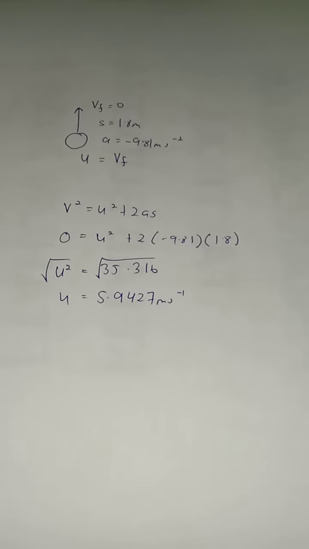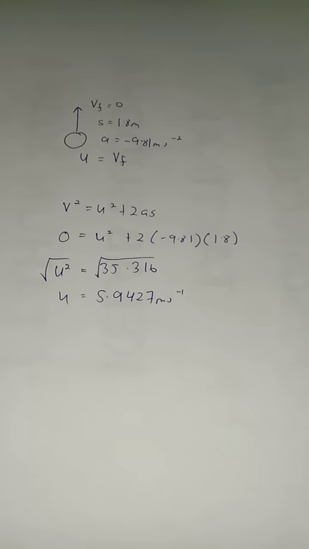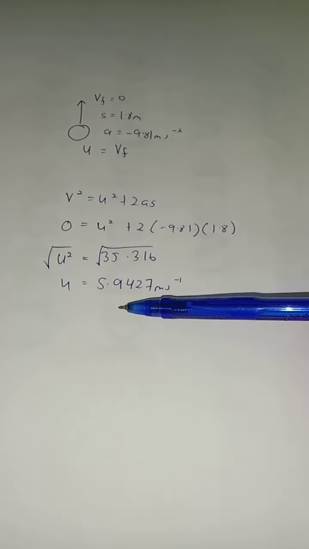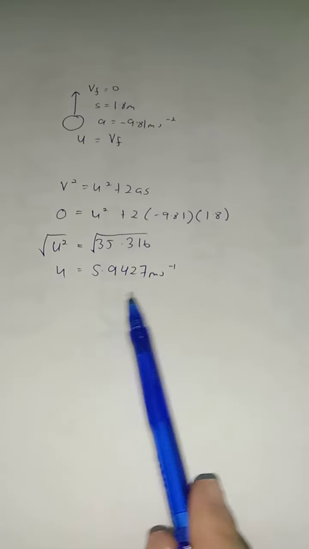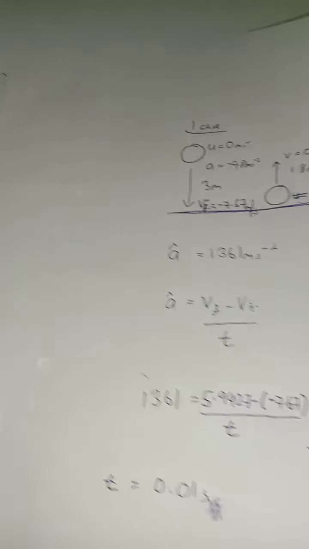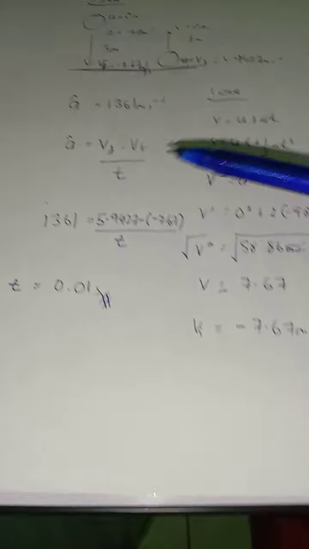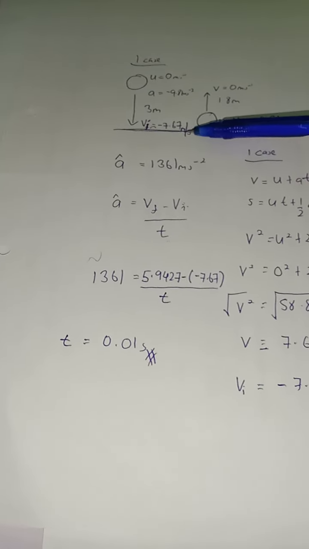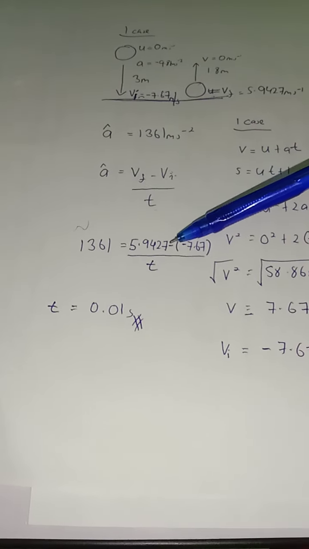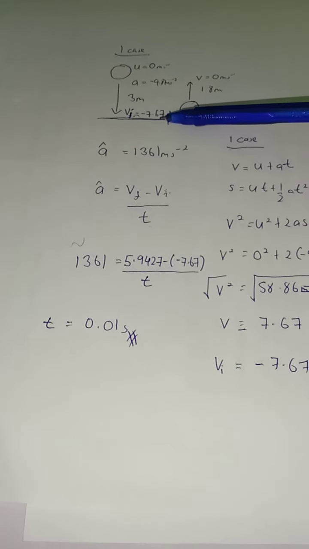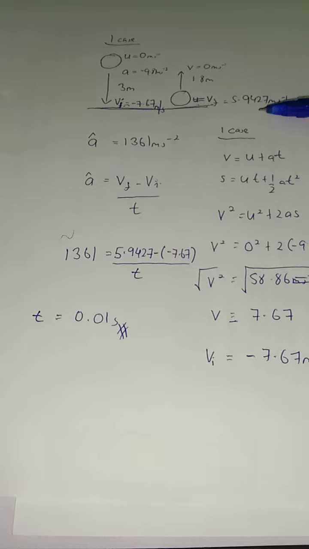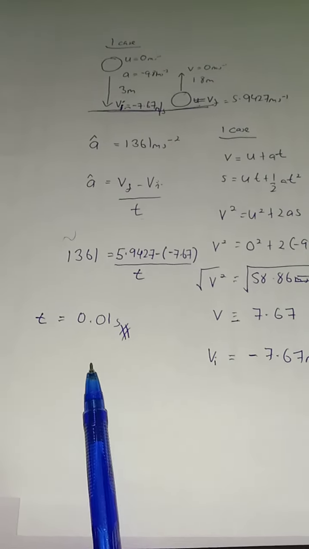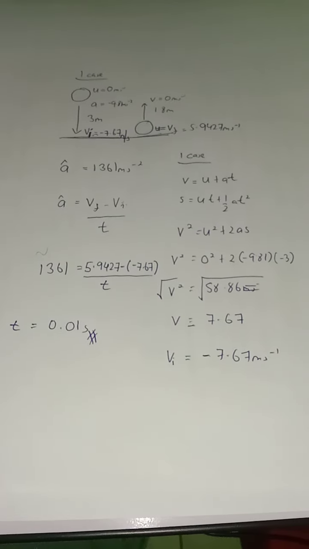You can always pause this video if I'm going fast. So I find my V final, and now I put it back into the average acceleration formula. I have to remember that for this formula, this is my V initial and this is my V final. So I solve the problem and get my answer. That's how we do it.